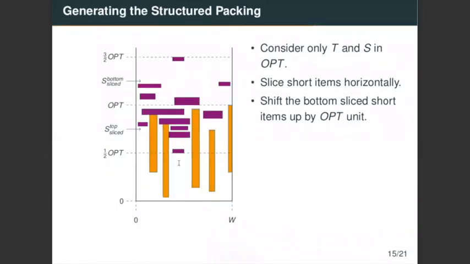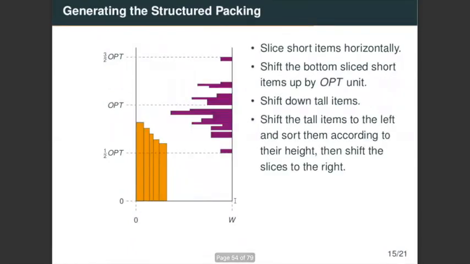The next step is to move all the slices which were below the height of opt/2 up by opt units so that they go to this sub-area. Now we shift down the tall items so that they touch the bottom of the strip. Now we shift the tall items to the left and sort them according to their height. We also shift the slices to the right.